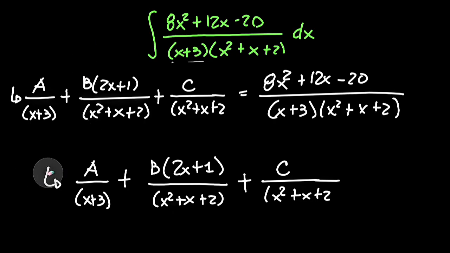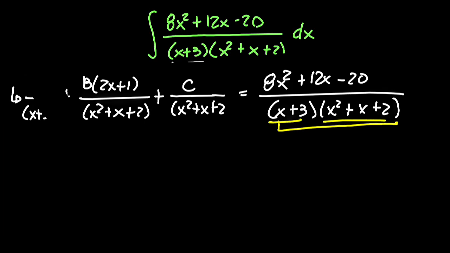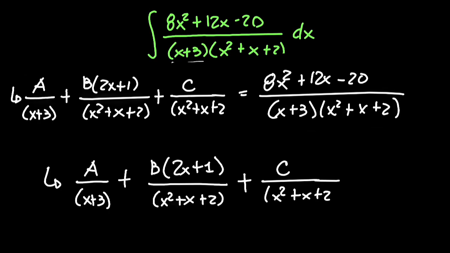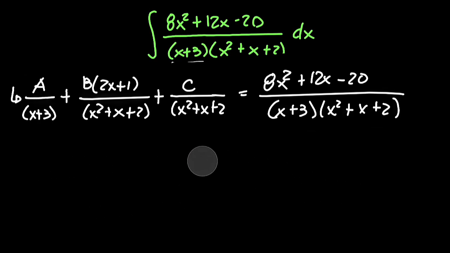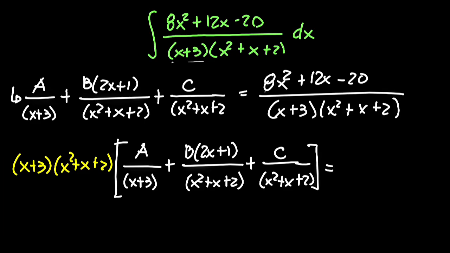Now that we have this, our next step would be to get rid of the denominator in here, and by doing that, multiply both sides by its denominator. For that, it would be x plus 3 multiplied by x squared plus x plus 2, and multiply it by this, and copy what's left in here, which is simply the numerator.